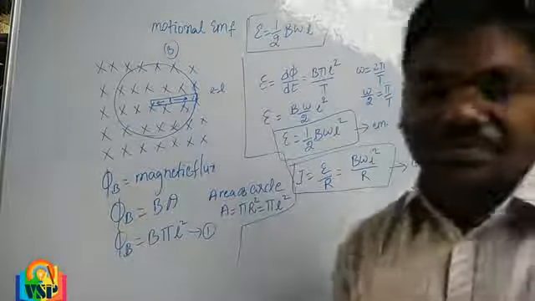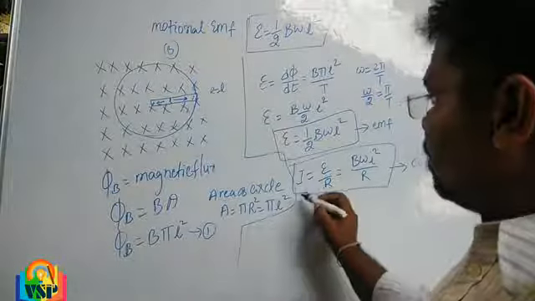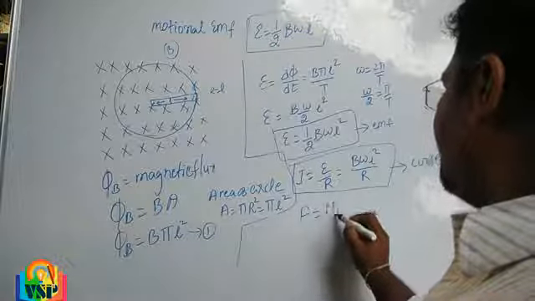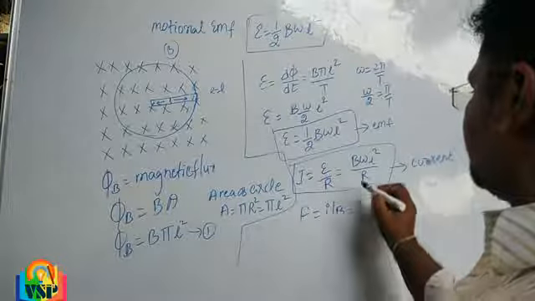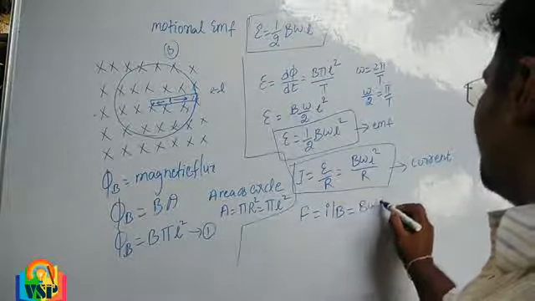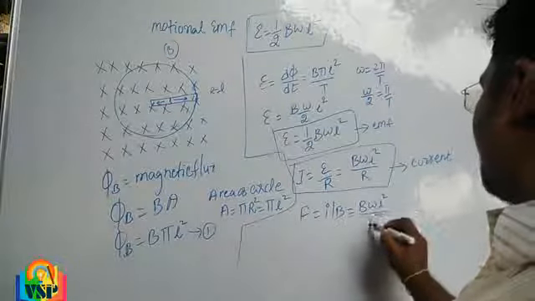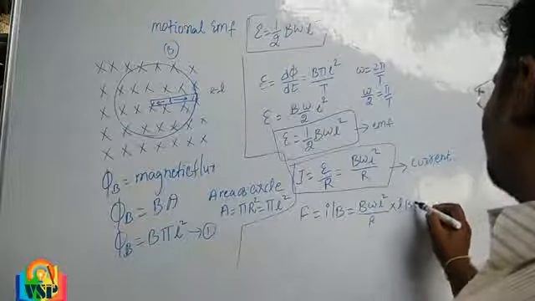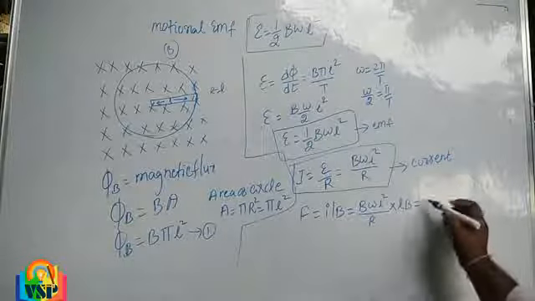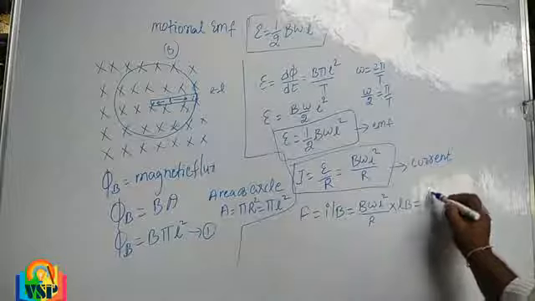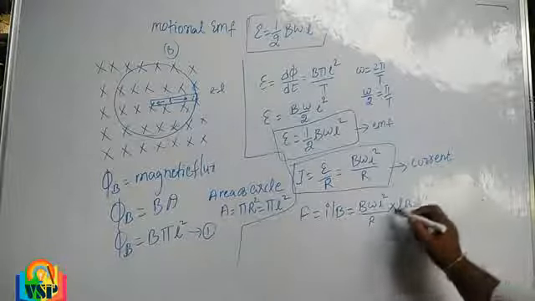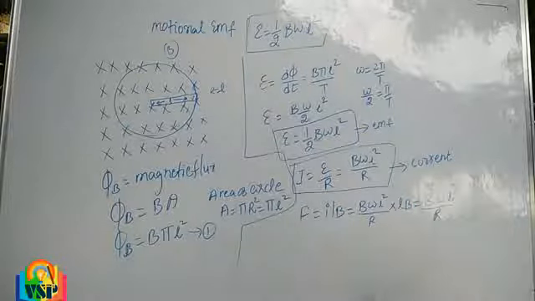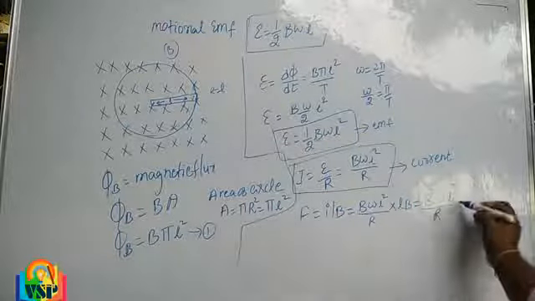Then how can we find force? Force acting on the rod, F is equal to ILB. Current is B omega L square divided by 2R, into LB. Rearrange this: B square omega L cubed by 2R. Understand? So this is force.